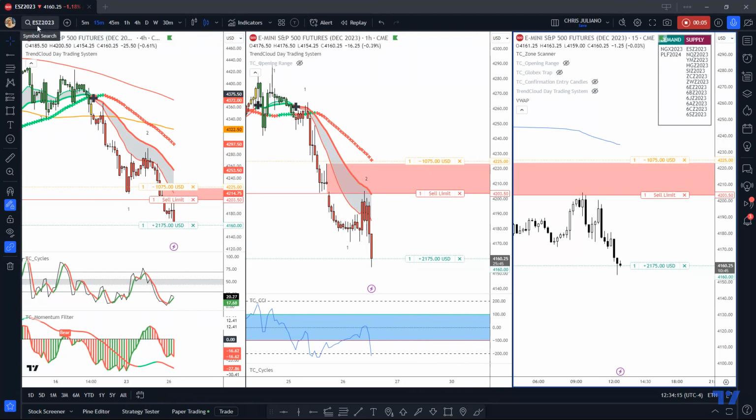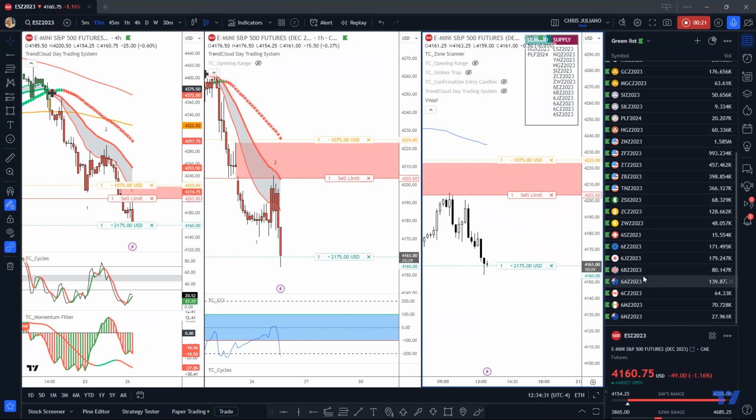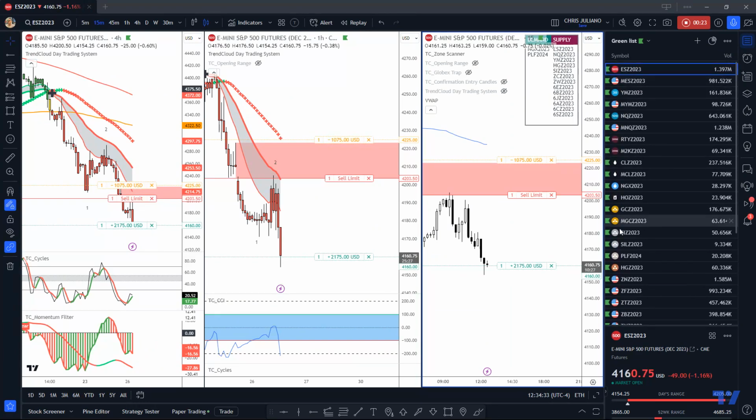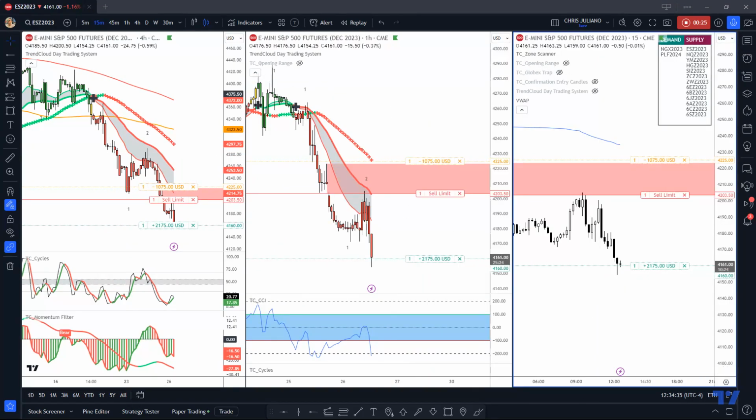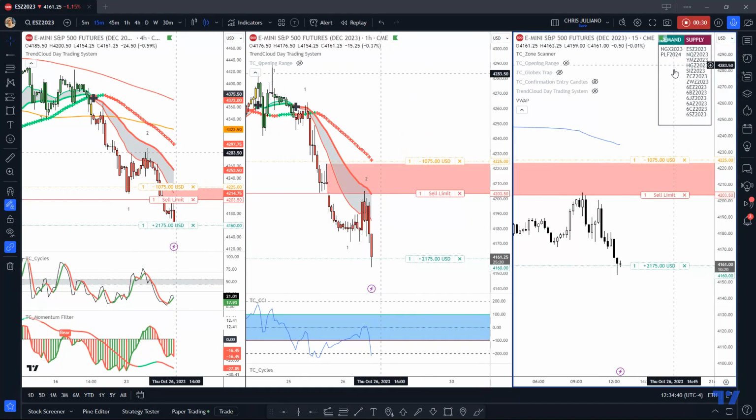I'm looking at the full contract of the S&P Mini, and it popped up in my supply and demand zone scanner. You get the supply and demand zone scanner with the TrendCloud system. It's going to filter out all of my futures contracts that are in my watch list, okay? So I don't need to go looking at the watch list as much as I need to look at my supply and demand zone scanner. It's a great system, and the full contract of the S&P popped up in here.